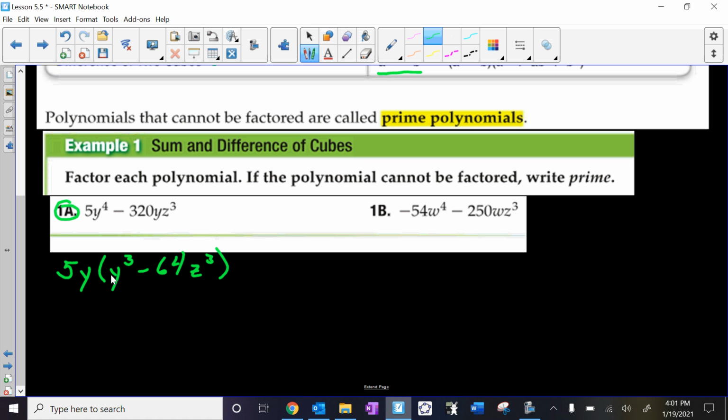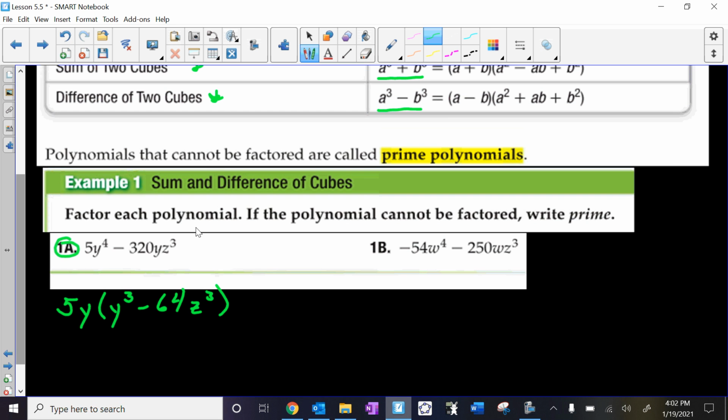Notice how in parentheses, this is something cubed, and this is something cubed. So we should be able to use this bottom form here of a cubed minus b cubed, which means that we need to come up with what is a and what is b. So what cubed will get me y cubed? Well, that would be y. And then for b, I need to figure out what number, if I cube it, would get me 64. And that would be 4. You take 4 times 4 times 4, that would get you 64. And I have a variable, z.